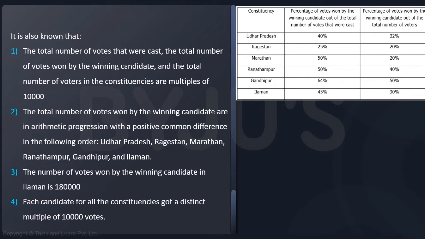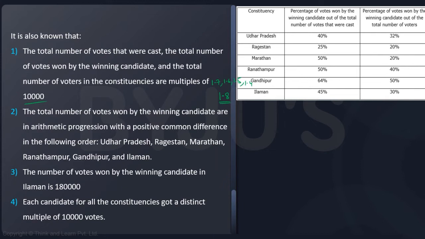So clearly it means UP is the least, Rajasthan is the second, Marathon is the third, and so on and so forth. The number of votes won by the winning candidate in Ilaman is 1.8 lakhs. Remember this is the highest point in your AP, which means Gandhipur can be 1.7 lakhs, 1.6 lakhs, 1.5 lakhs, because the difference is always a multiple of 10,000, or 1.4 and so on and so forth.